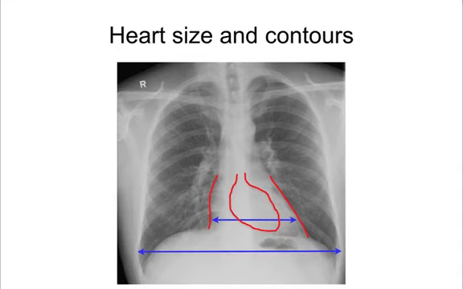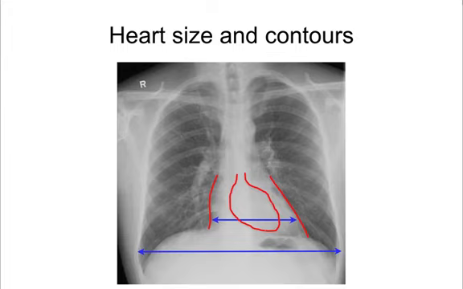So moving on to heart size and contours. Remember that the heart size cannot be assessed on an AP film. The heart size is assessed as the cardiothoracic ratio, which is shown in blue arrows on the slide. So the cardiothoracic ratio should be less than 1 to 2. If it isn't, then there's cardiomegaly.